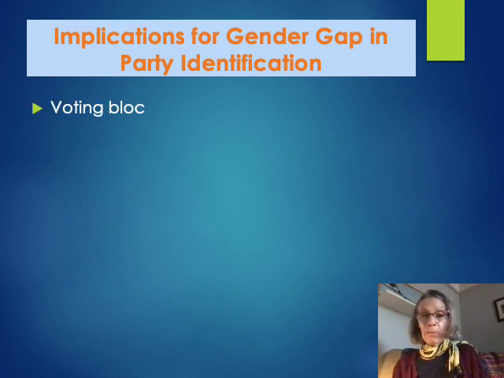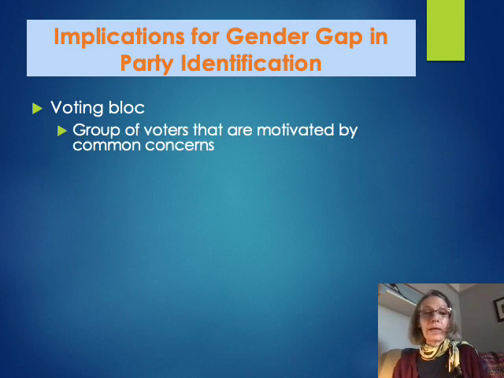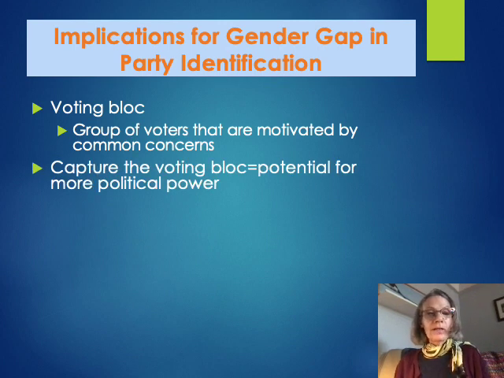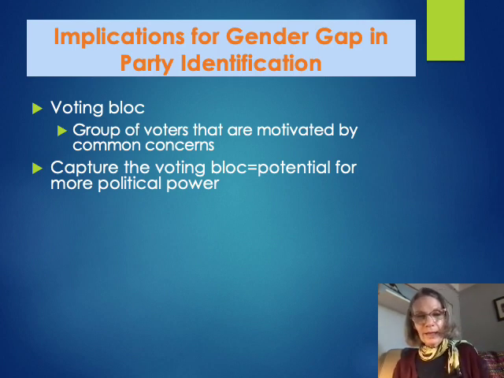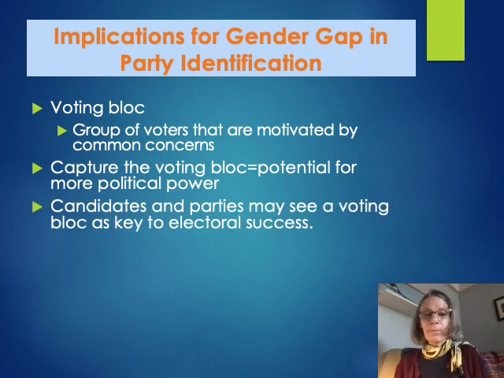Well, I want to refresh our memories on what a voting bloc is, right? A voting bloc is a group of voters that are motivated by common concerns. And so if you see women who are voting for a particular party based on particular values, right? Not all women, but more women, and they kind of constitute a voting bloc, right? Because they're motivated by certain concerns. And so if you're able to capture that voting bloc as a political party, there's a potential for more political power. Plus, women are more likely to vote, right? And so if more women are likely to vote and they're more likely to vote for the Democratic Party, it's very possible that candidates and parties may see a voting bloc as key to their electoral success.